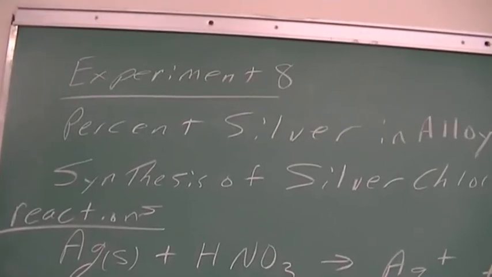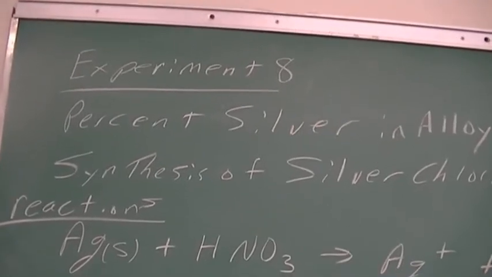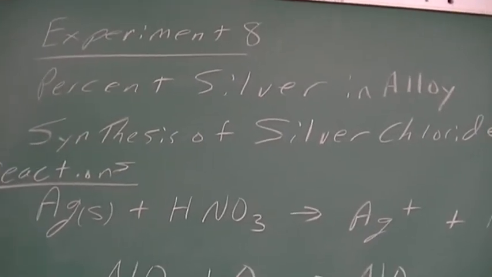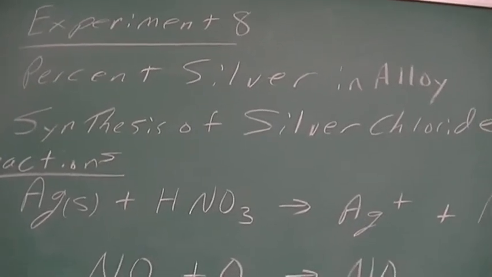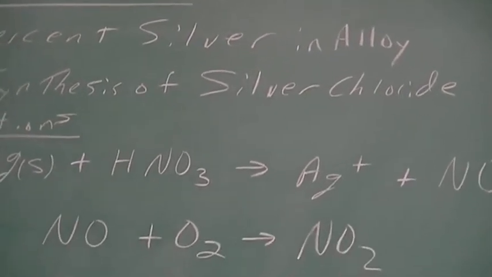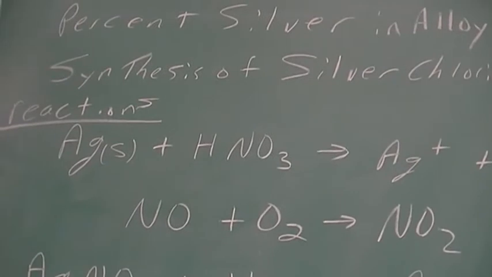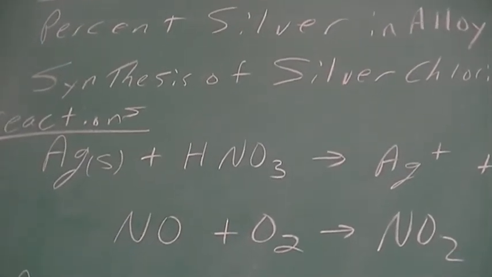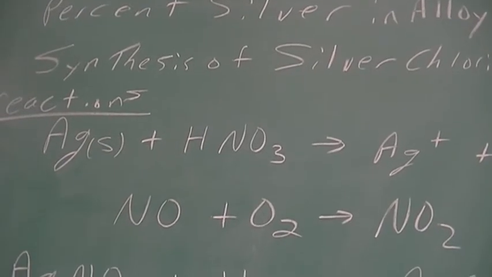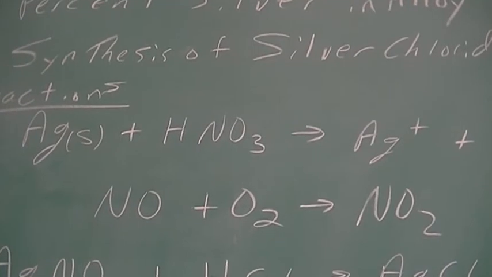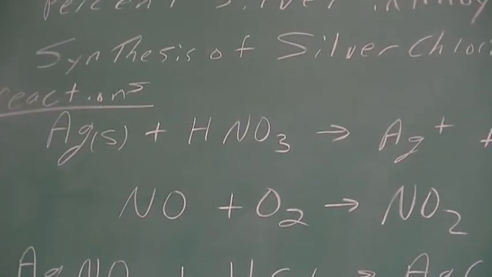Alright, today we're going to do experiment 8, which is percent silver in an alloy. We're going to isolate the silver and then we're going to synthesize silver chloride from that silver. So the first thing we're going to do is take our silver alloy and add nitric acid. Now nitric acid is going to dissolve all of the metals in the alloy, including the silver.